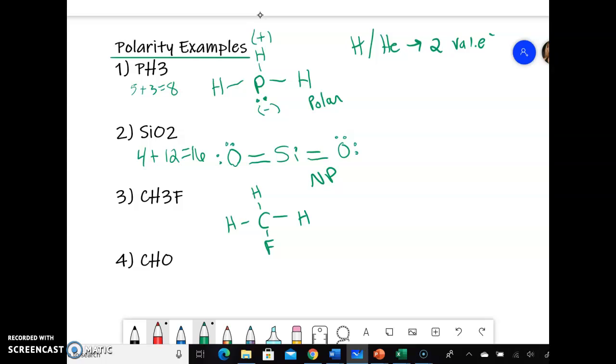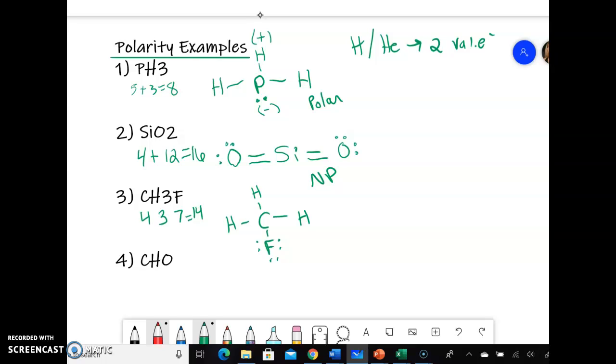Fluorine has 7 valence electrons, 3 here and 4 here. So that's a total of 14 that we need to spread out. Carbon's already good, it has 8, each hydrogen is good, so we just need to give some more to the fluorine. So we've used up 2, 4, 6, 8, 10, 12, 14. So this is our picture.